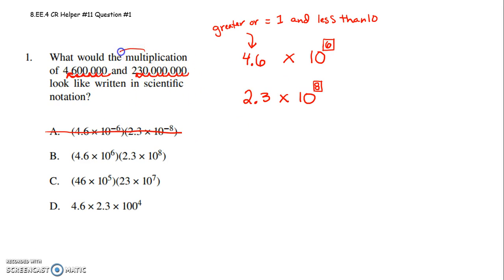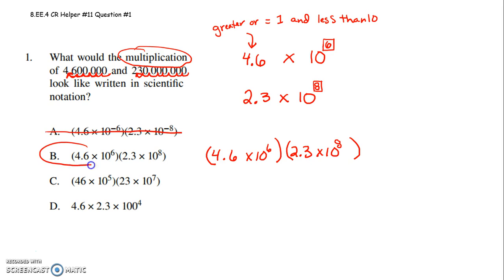Now they want us to go ahead and write it as a multiplication statement. So I'll take my first number written in scientific notation, 4.6 times 10 to the 6th power. I'm going to use parentheses. I'll put no operation between the parentheses. That way I know to assume that operation is multiplication. Then I'll take my second number that I've now written in scientific notation, put that in the second set of parentheses, and be done with it. Looks to me like on my CR helper, it's letter B.